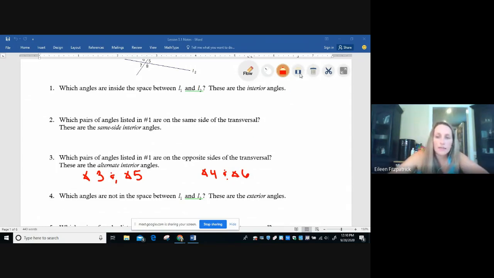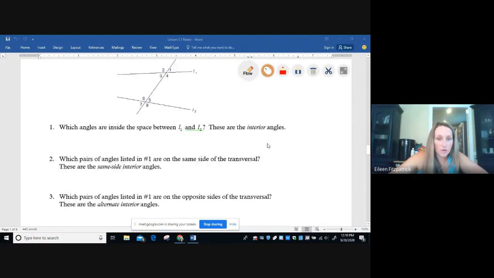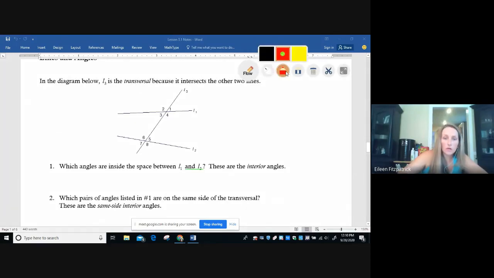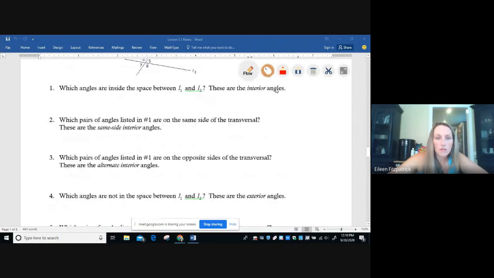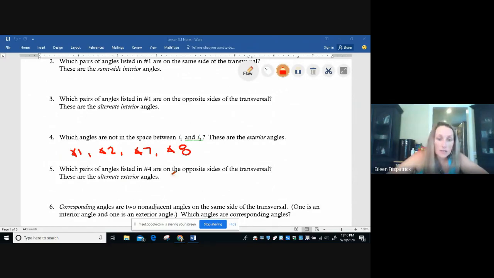Okay. Next it says, which angles are not in the space between 1 and 2? Those are your exterior angles. So outside of the 2 lines, we're looking at this space here and this space here. So we're looking at angles 1, 2, 7, and 8. Those are your exterior angles. So let me write those down. Angles 1, 2, 7, and 8. Those are your exterior. Now, out of those exterior angles, which ones are on opposite sides of the transversal? Those are alternate exterior angles. Let me scroll up.